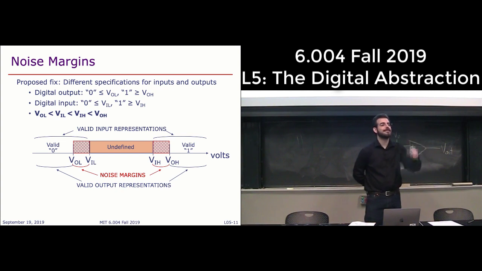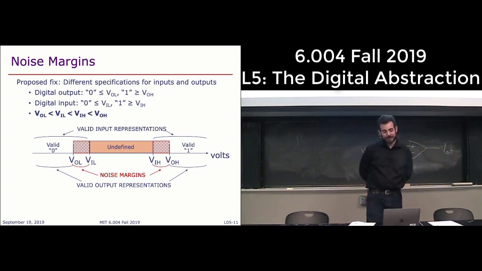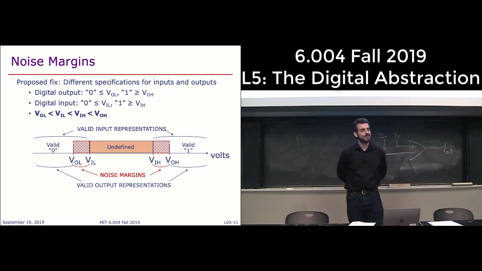Okay? Yes? If you want these margins to be as large as possible, why not make VIL equal to VIH? You could, and you can in practice make them pretty close. So yes.